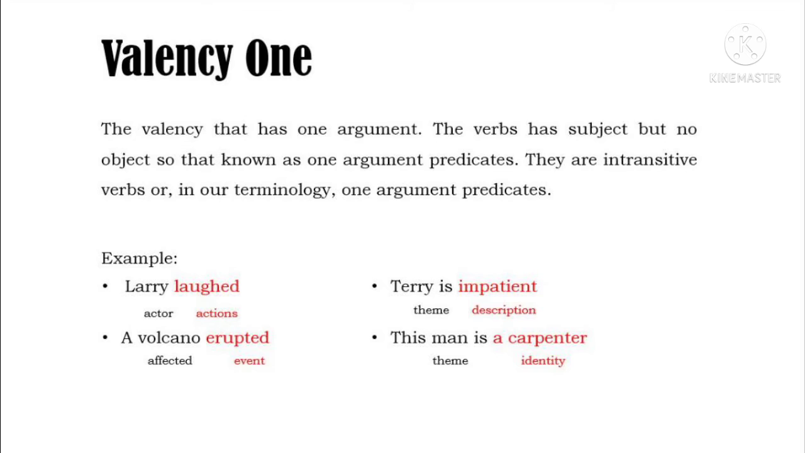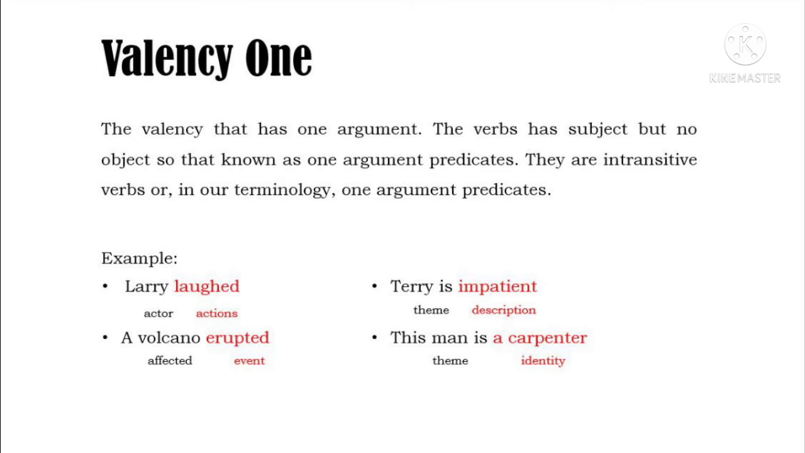Contoh yang pertama yaitu Larry laughed. Larry di sini adalah sebagai argumen yang mana role argumennya sebagai aktor dan laugh sebagai actionnya. Jadi pada kalimat ini aktor yang melakukan sebuah tindakan. Contoh kedua, a volcano erupted. A volcano sebagai affected argumen yang mengalami perubahan, sedangkan erupted adalah event atau sebuah kejadian.